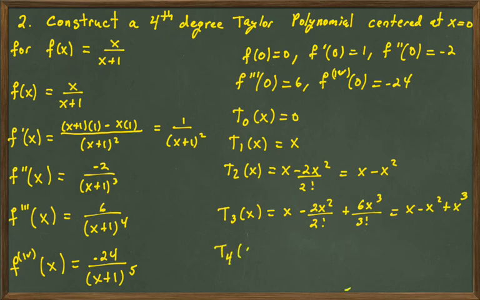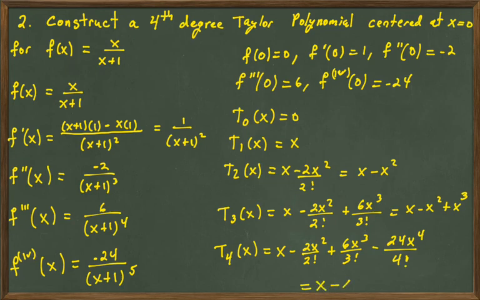Okay, and the fourth degree Taylor polynomial is going to be x minus 2x squared over 2 factorial plus 6x cubed over 3 factorial minus 24x to the fourth over 4 factorial. And that's going to be x minus x squared plus x cubed, and 24 is 4 factorial. 4 times 3 times 2 times 1 is going to be 24, and so that last term is going to be negative x to the fourth. Okay. And again, if you wanted to, you could graph these and you'd see that around 0, these Taylor polynomials would be getting closer and closer to x over x plus 1 in terms of approximation.